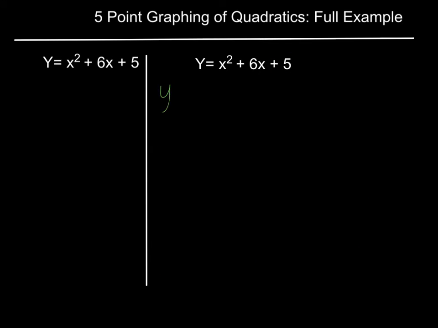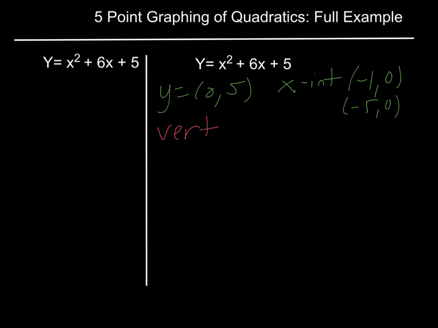So the y-intercept is 5, excuse me, no it's not. It is 0, 5, and then my x-intercepts are, what did I say they were? Negative 1, 0, and negative 5, 0. Okay, so now I need to find my vertex.